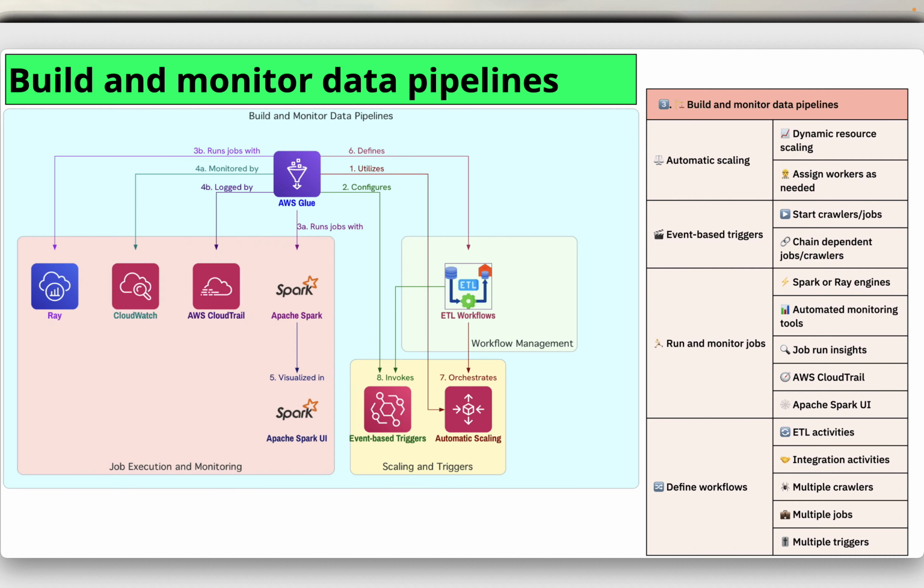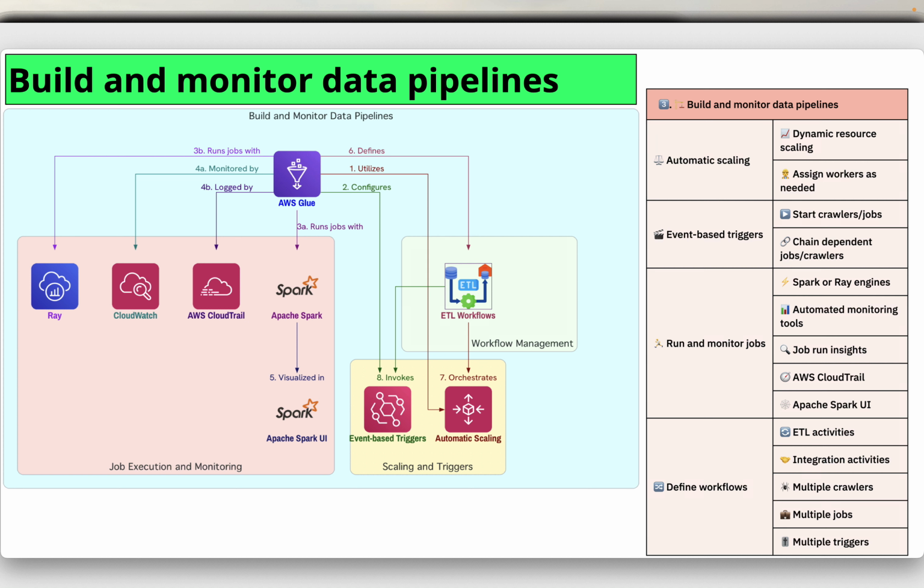And the third category is build and monitor data pipelines. So under this all these features come. So automatic scaling. So dynamically scale resources based on workload, assign workers to jobs only when needed. Next feature is event based triggers. So you can start crawlers or AWS Glue jobs with event based triggers. You can design chain of dependent jobs and crawlers.